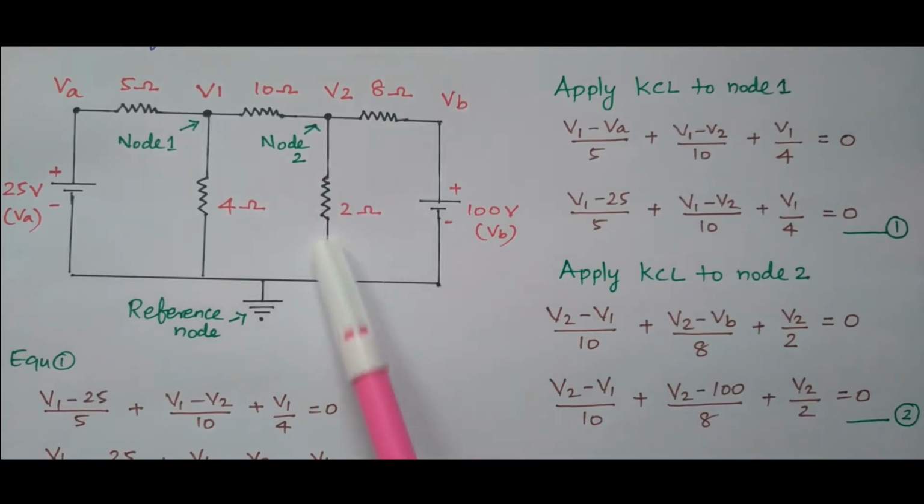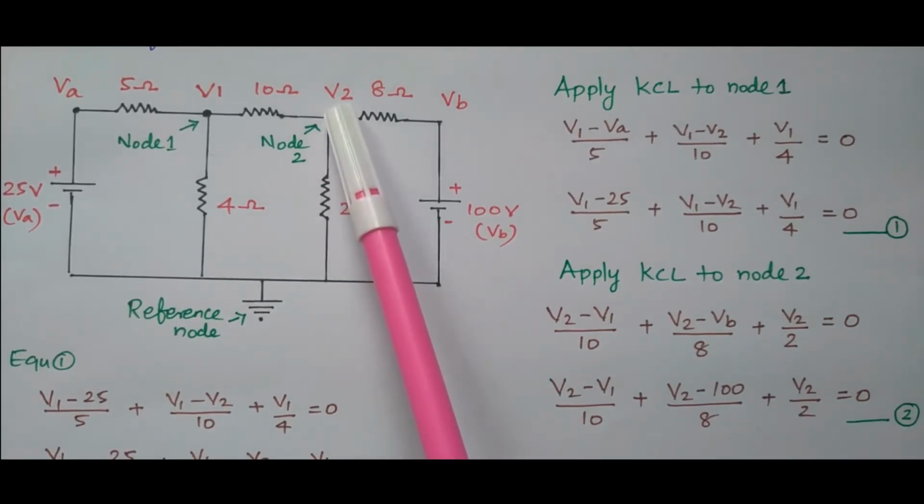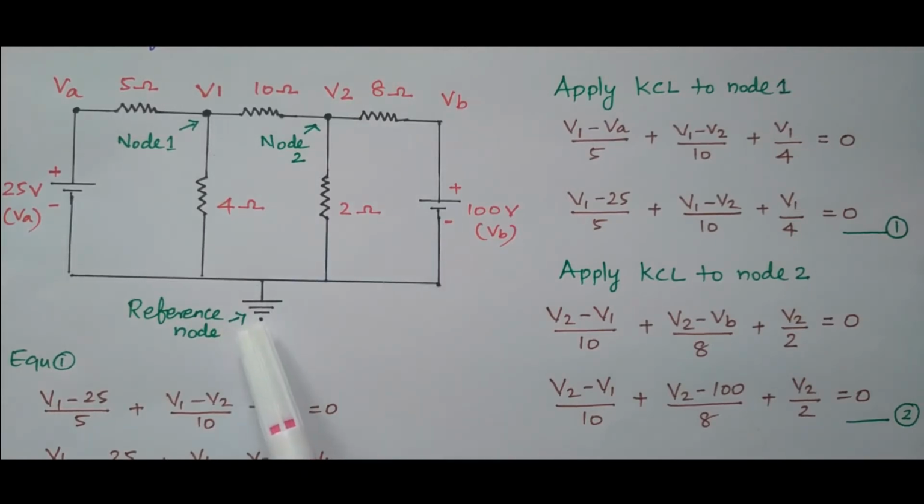What is the current flowing through this 2 ohm resistor? It is connected between the second node V2 and the reference node. So V2 divided by 2 equals 0. Now we calculated the current flowing through 10 ohm, 8 ohm and 2 ohm, and the sum is equal to 0. This is V2 minus V1 by 10, V2 minus VB, where VB is nothing but 100 volts. So V2 minus 100 by 8 plus V2 by 2 equals 0. Now we have framed the second equation also. Now we'll simplify equations 1 and 2, then we can go for solving the equations.